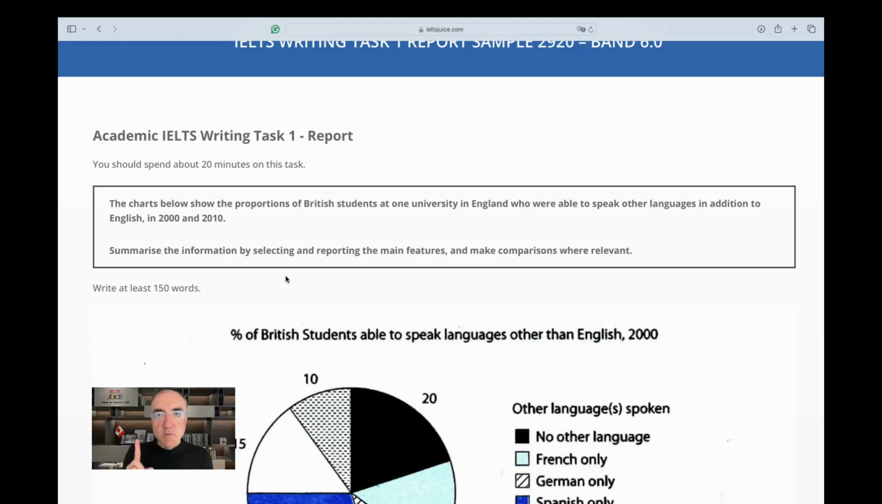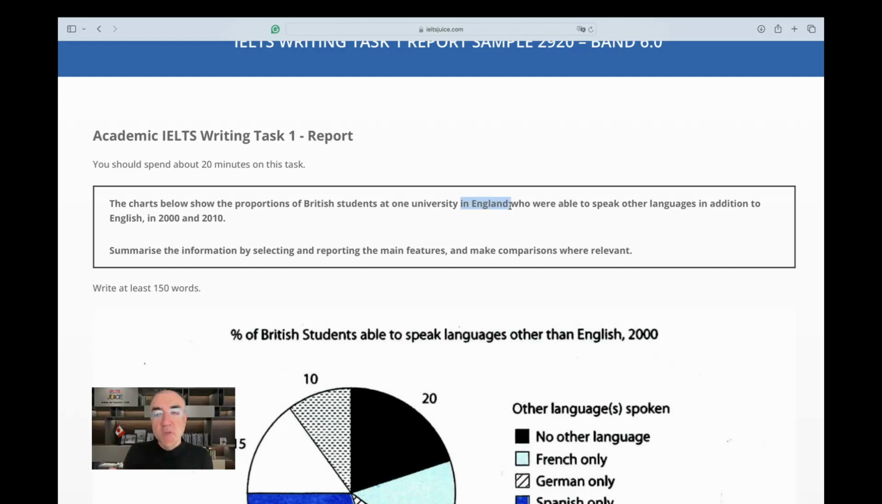All right, what's the focus? 1, the location. It's a university only, a particular university. It's not generic. It's not about all universities. And that particular university is located in England. That's the location. We know that.